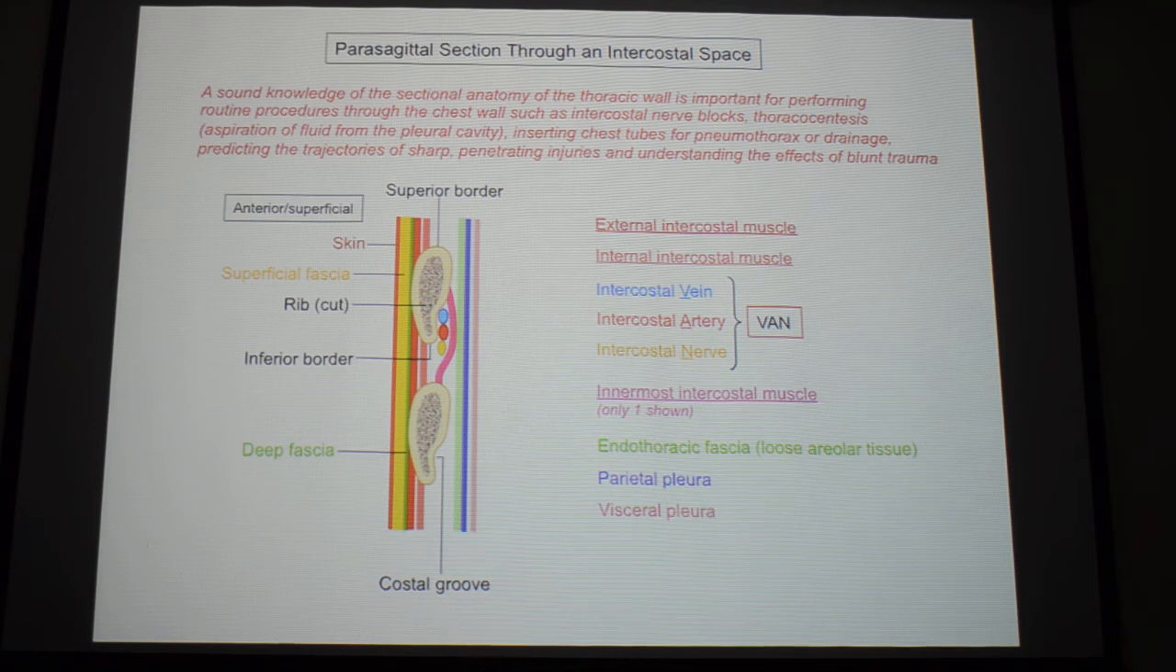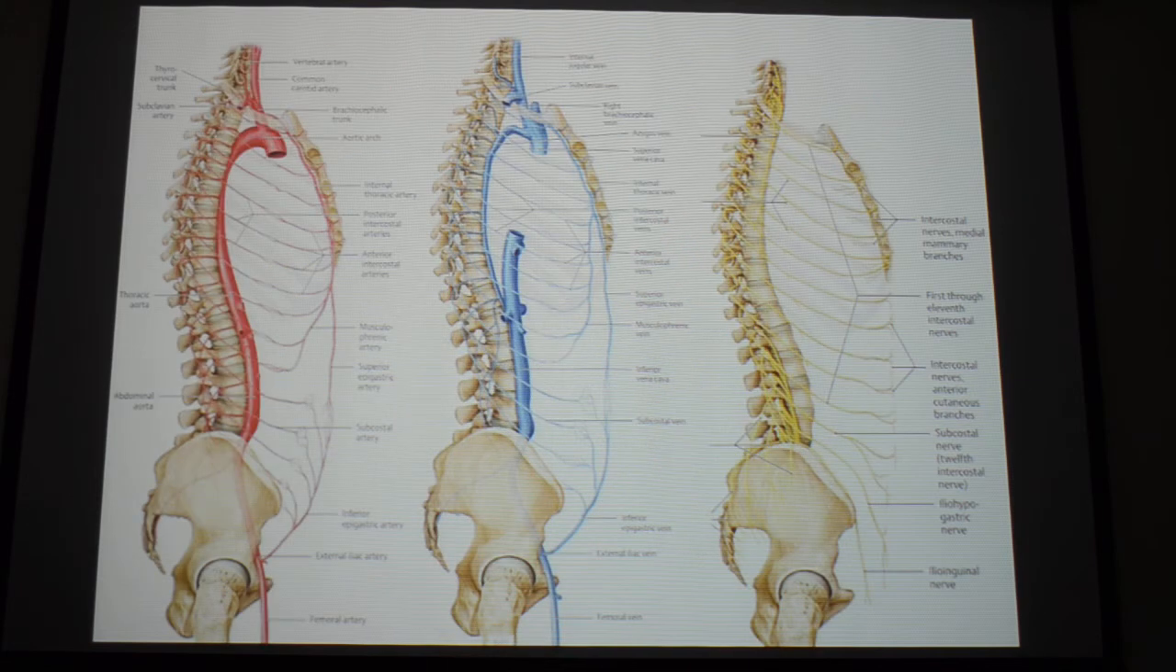Now, what is this? Here in this image, you are looking at each intercostal space and at the arteries and veins.